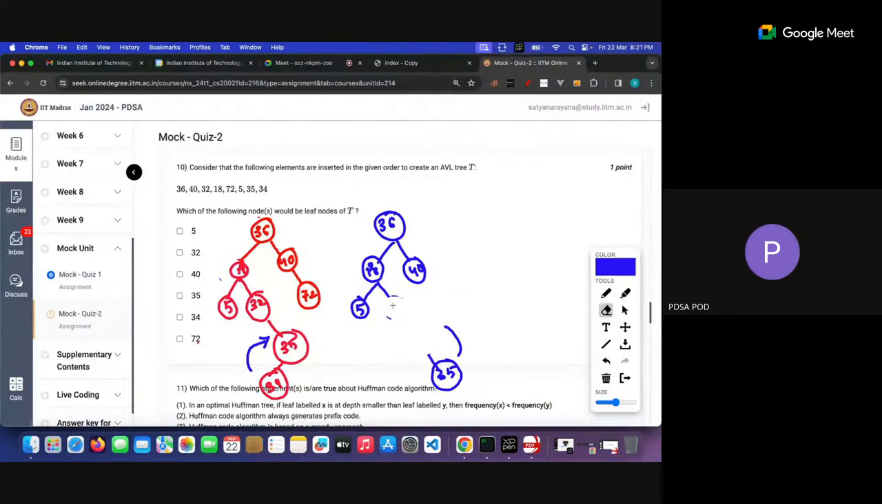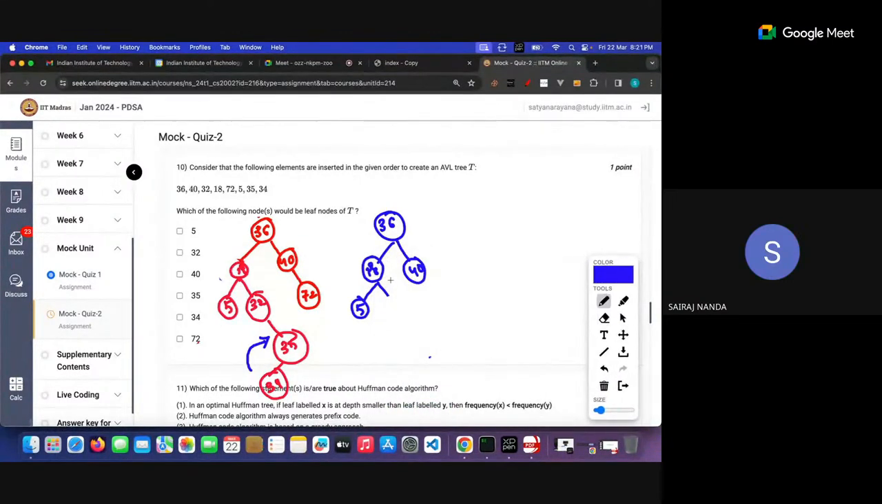Change in this, 34 will come as a root. Is it right? Yes, sir. 34 will come as a root. So then we are getting 32 as a left, 35 as right. So then after that, that's all. I think most of them is balanced.